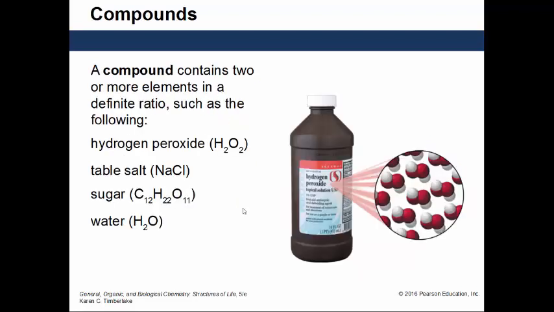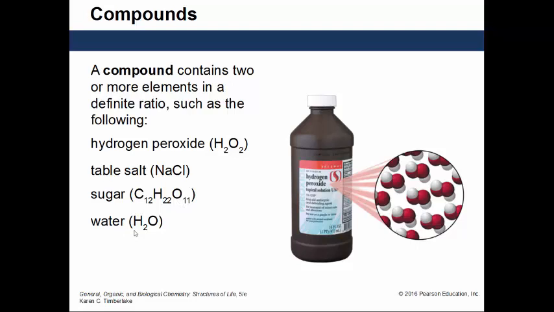And again, in compounds, it has to be at least two elements, and there's no limit on how many there can be, but there has to be at least two elements that combine. And they combine in a very fixed ratio. And here are some common examples. Hydrogen peroxide, H2O2. Table salt, sodium chloride. Sugar, C12H22O11. And then water, H2O.